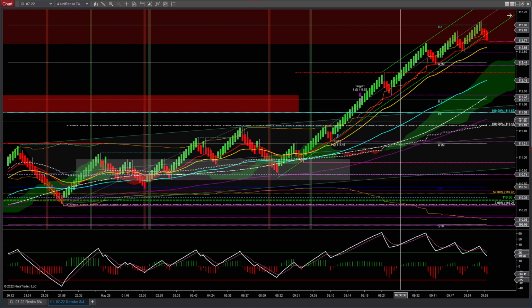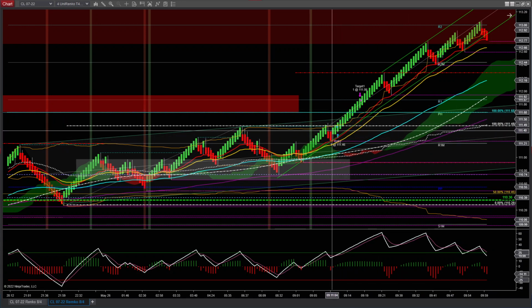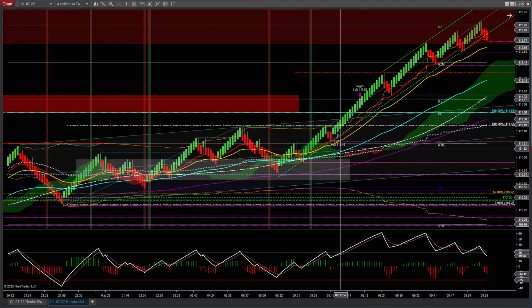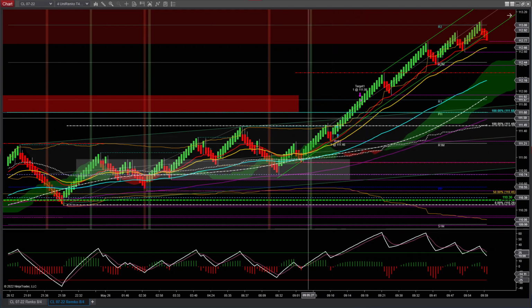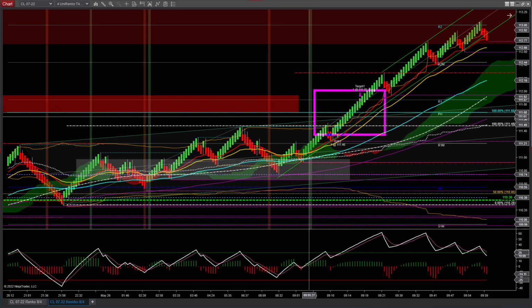and I'm gonna share with you an entry that I made in crude oil. So let's see here. The entry is actually in this area, this little thing. It's a $400 trade. You see that there is some consolidation.